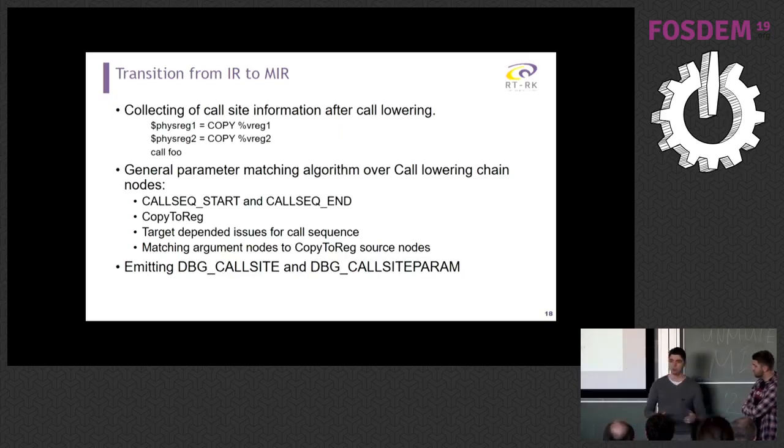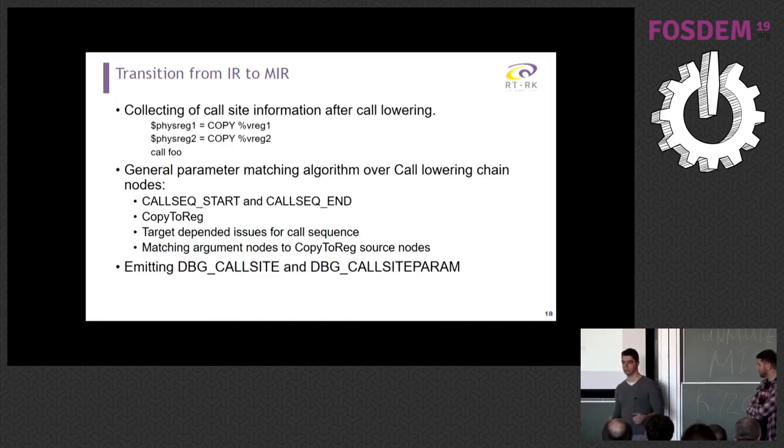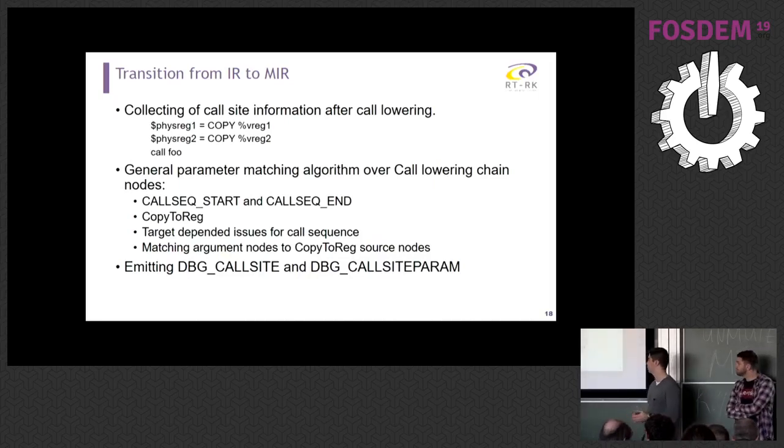The process of this algorithm starts after call lowering. Target call lowering produces a target call lowering info object, and this object in itself contains a sequence of selection DAG nodes that represent the call sequence. We iterate through this sequence and search for copy to reg selection DAG nodes. These nodes should later be mapped to copy instructions.